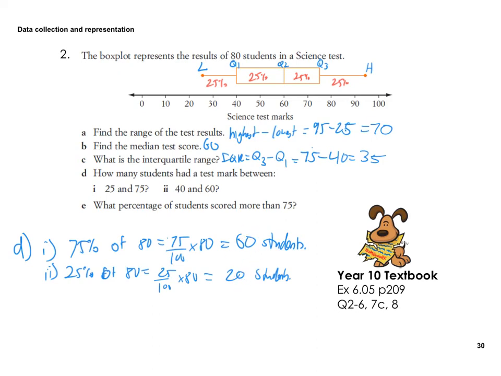Then part A. So more than 75. Well, 75 is Q3. So above Q3 is just from Q3 to the highest, which is 25%. So it's just going to be 25%. Okay. And that will do it for today's lesson.